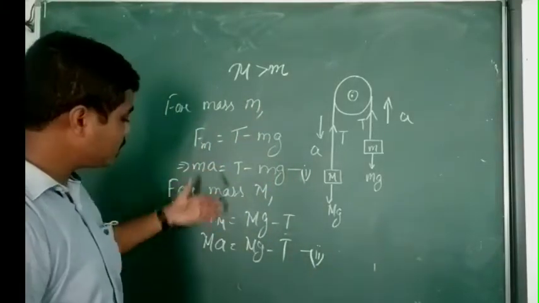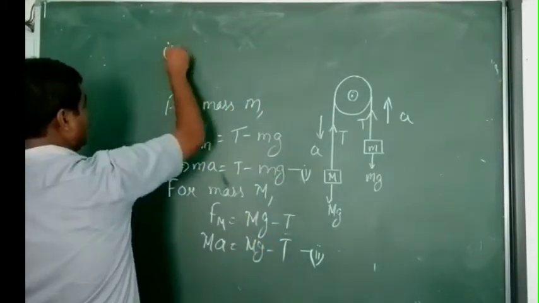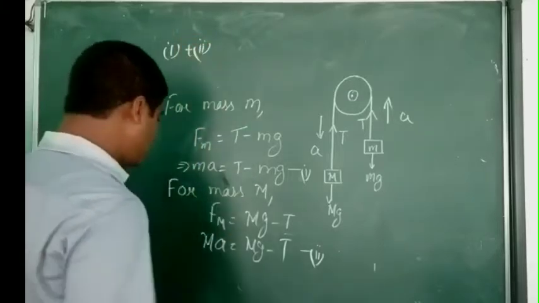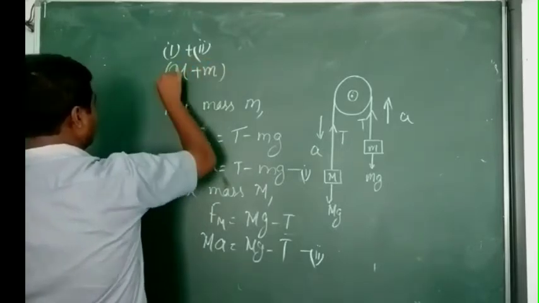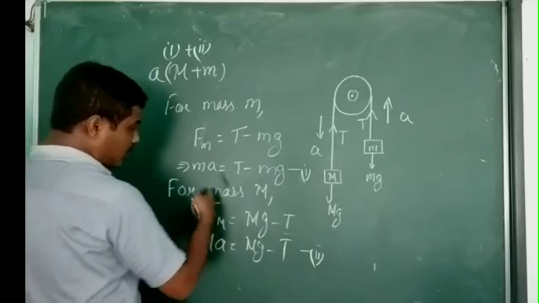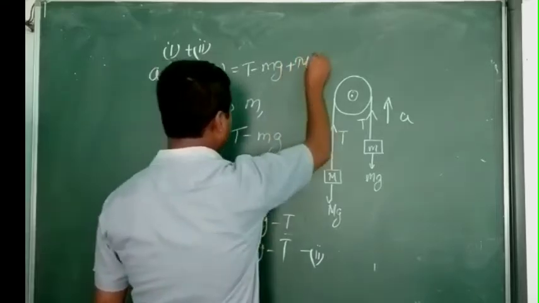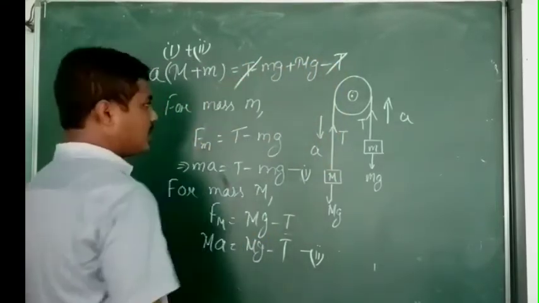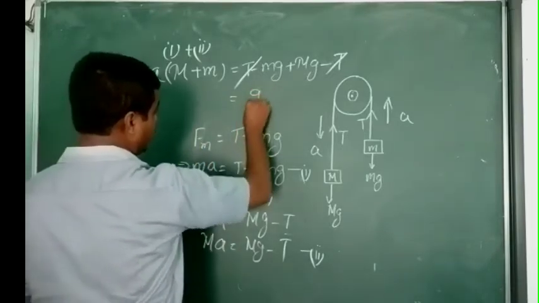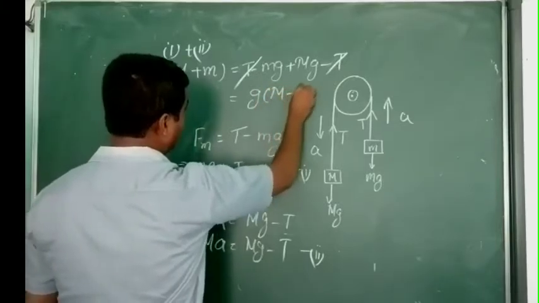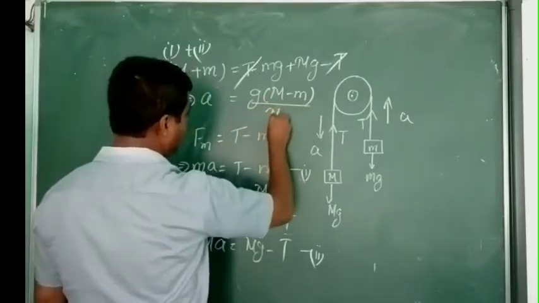After this, you add equation 1 and equation number 2. If I add equation 1 and 2, we get (M plus m) into a, taking a as common on the left-hand side. On the right, T minus mg plus Mg minus T, so T and T get cancelled. Then it will be g times (M minus m). If I put a on this side, a equals g (M minus m) divided by (M plus m).